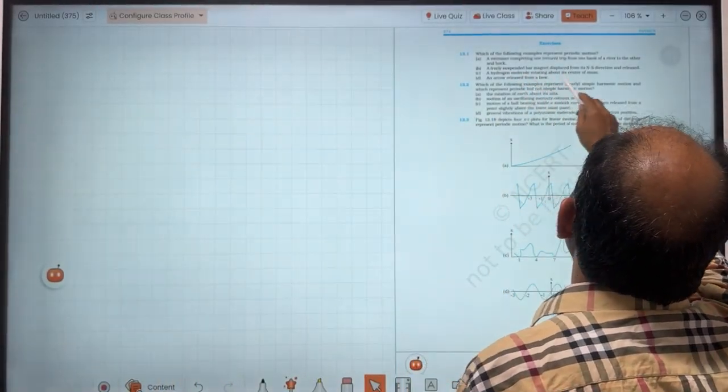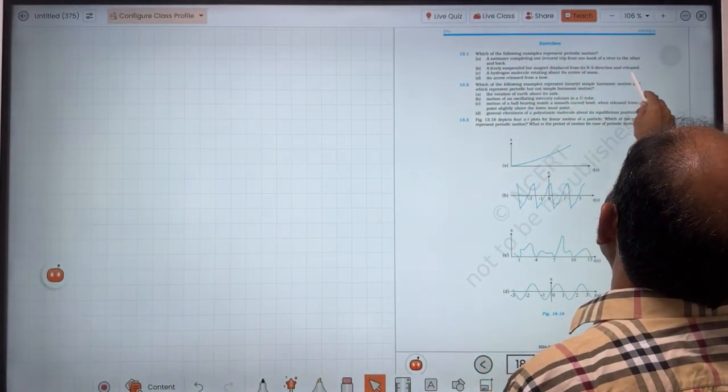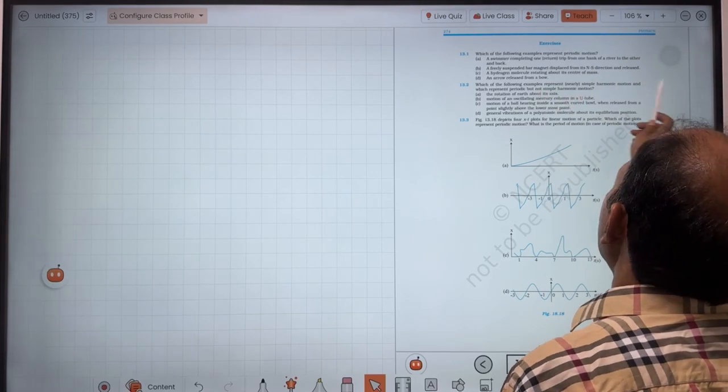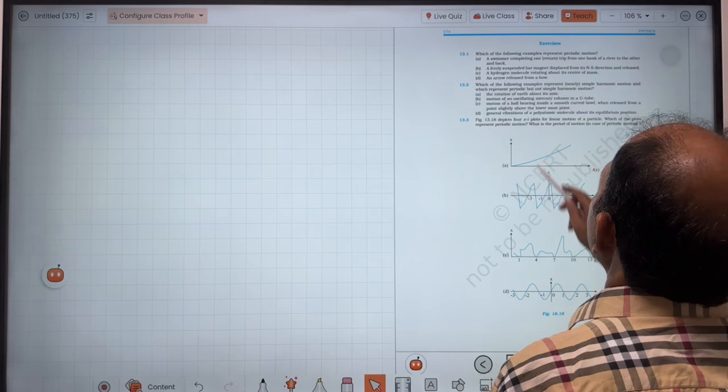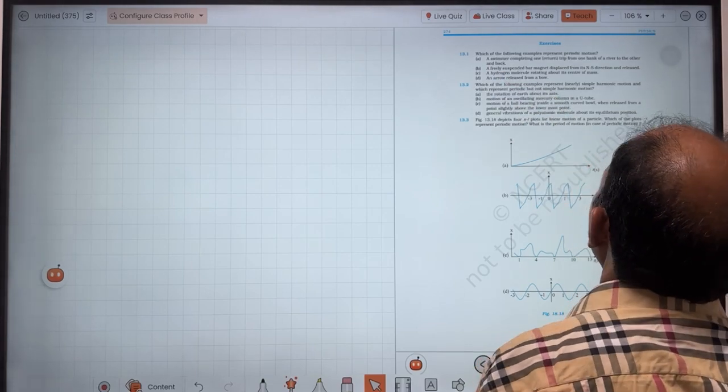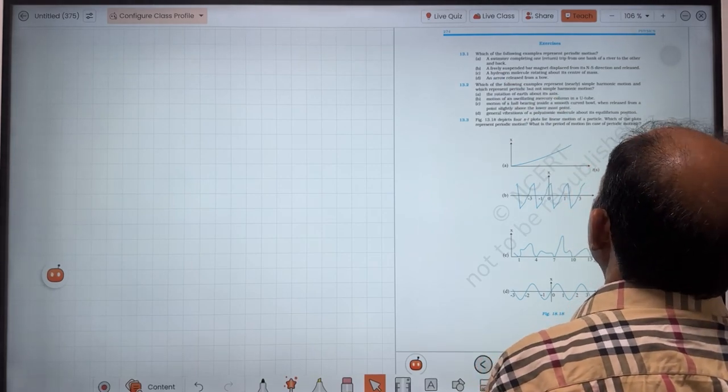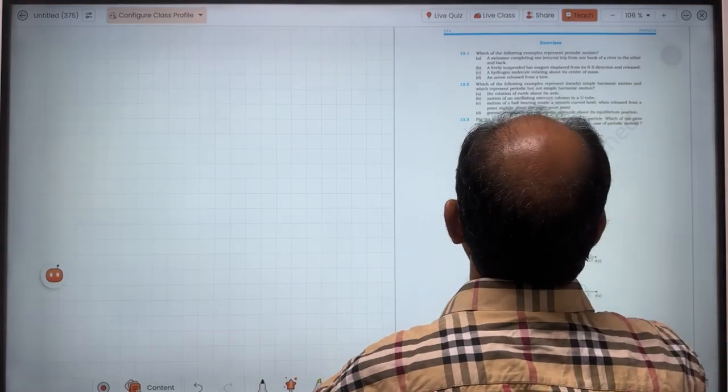A freely suspended bar magnet displaced from its north-south direction and released will move to and fro and hence it will be periodic. And in this case, a hydrogen molecule rotating about its center of mass. Now, next question.